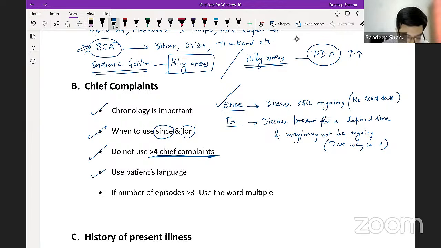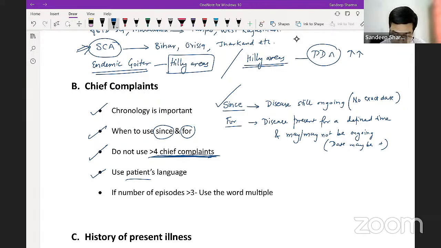Fourth thing, you will use the patient's language. Patient's own language is to be used. For example, parents already know the diagnosis. They will say, my child is having seizure disorder. So you will not say, child is having seizure disorder. You will say, patient said that there was an apparent seizure episode or convulsion episode.